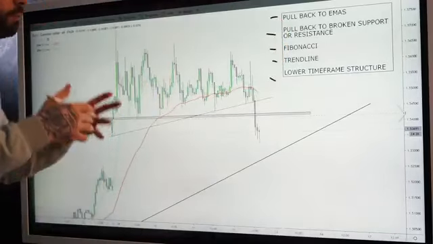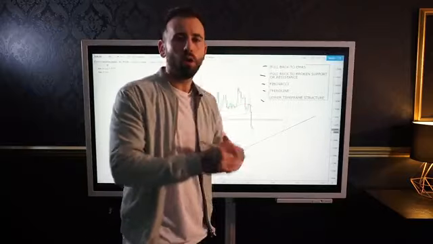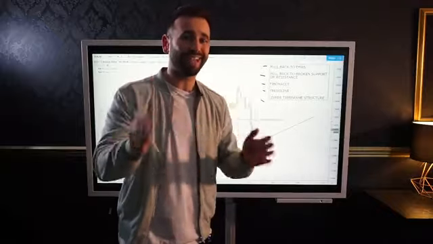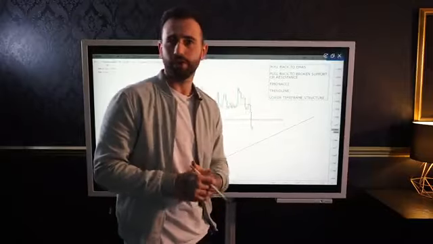So we want to wait for potentially a pullback. Okay, this is our guide of how price has now finished exhaustion and we look to enter. So if you haven't got a pen and paper, take notes, because this is literally a money-making skill set I'm going to teach you right now.